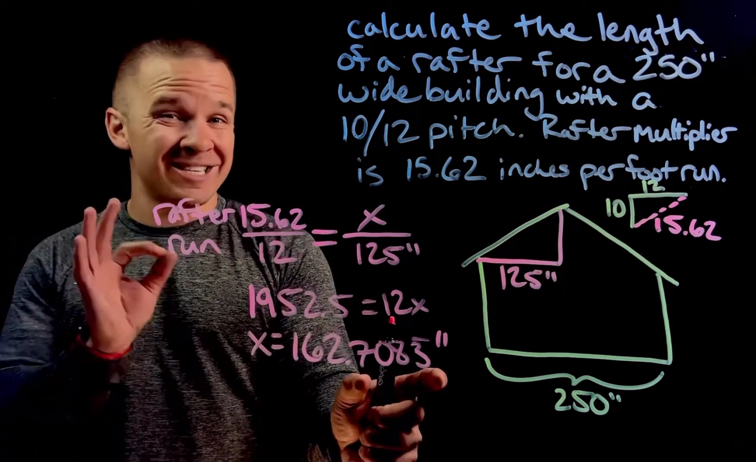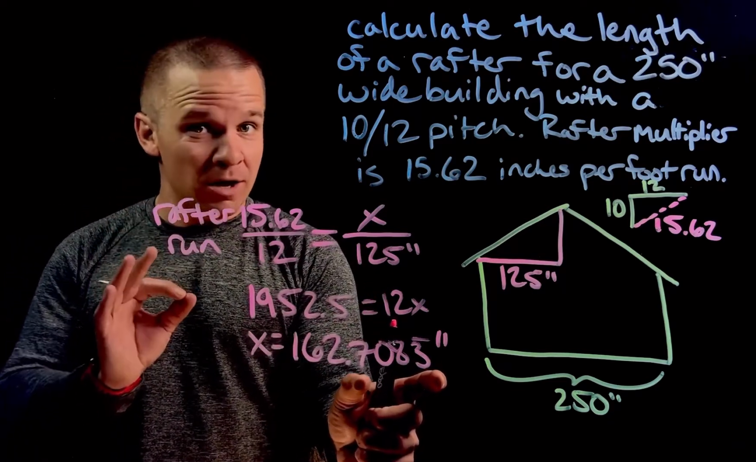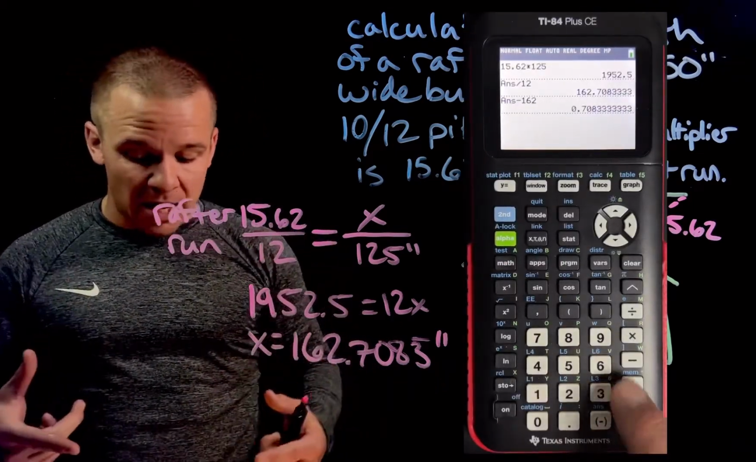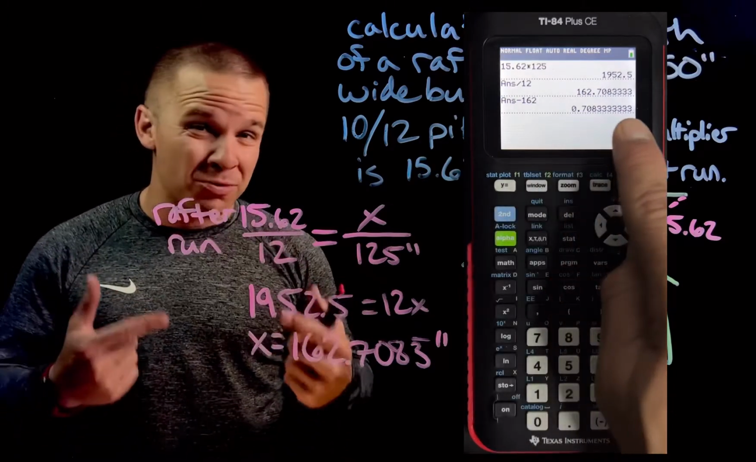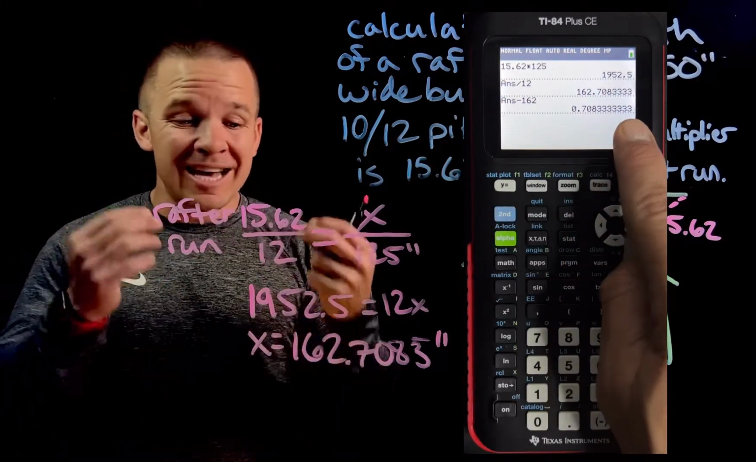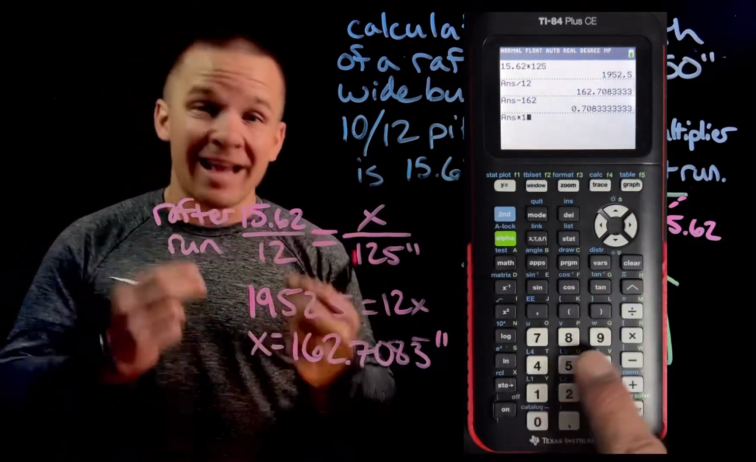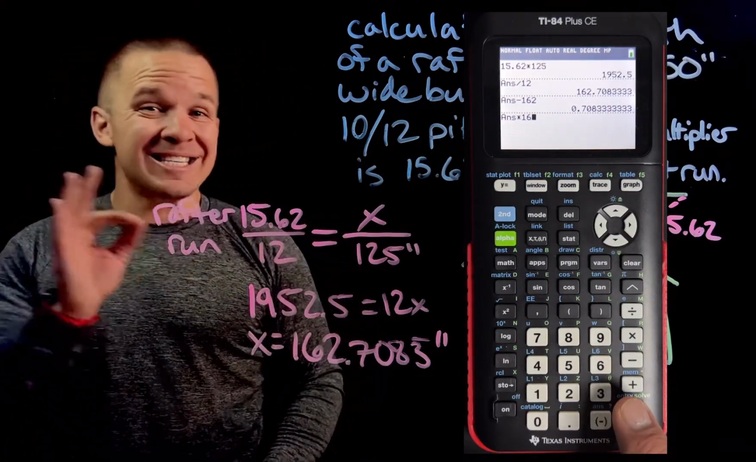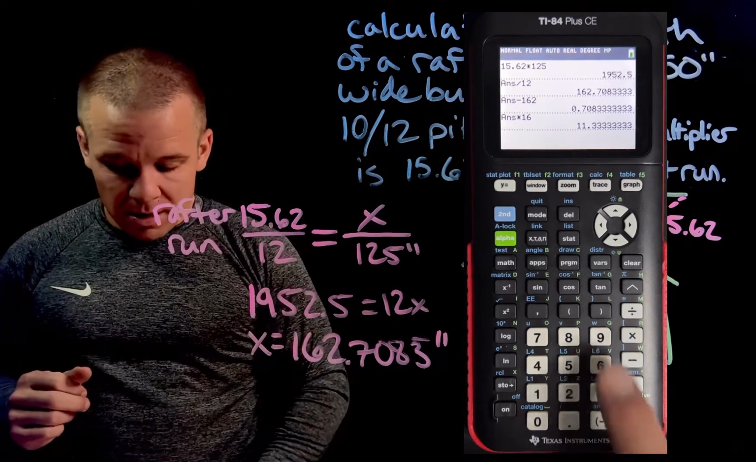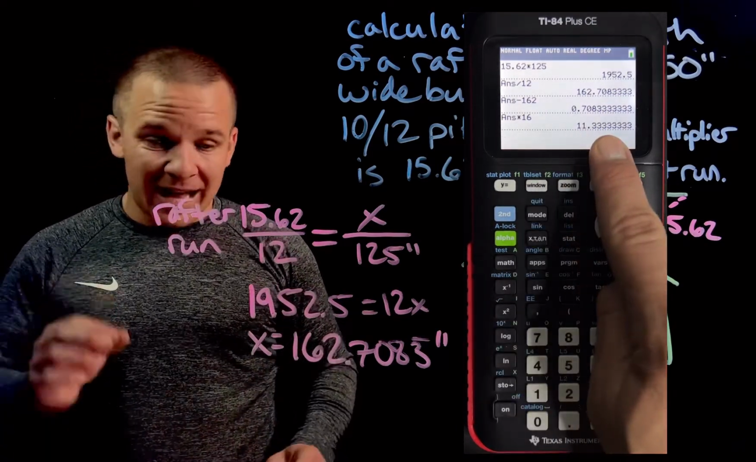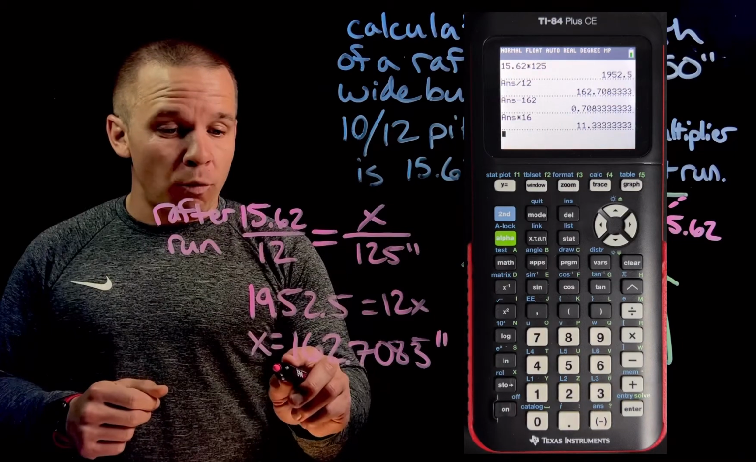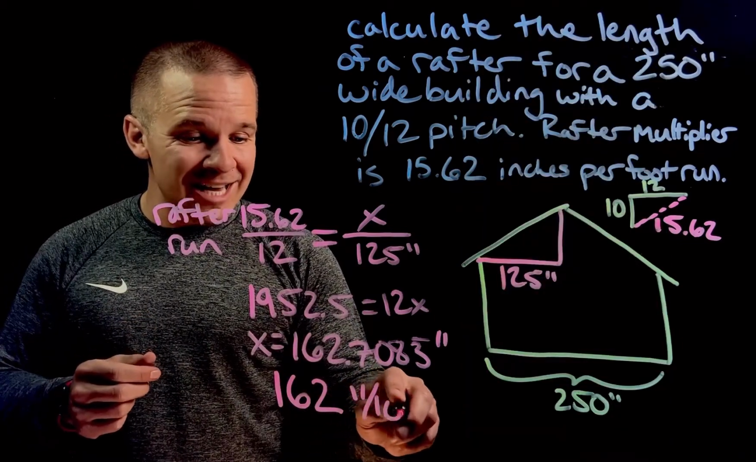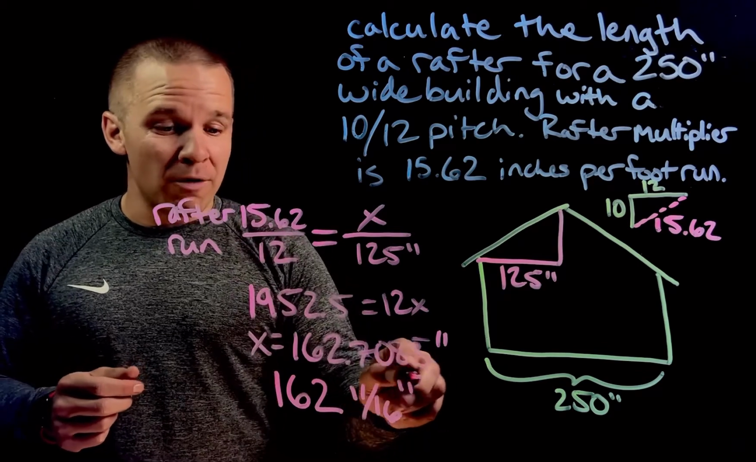I'm going to take just this decimal part right here and work with it. So if I subtract that 162 on my calculator, I get 0.708333333. I'm going to take that, and I'm going to multiply that by 16 to get how many 16ths on my tape measure that would be. So when I do that, I end up with 11.3 repeating. So I'm going to have 162 and 11/16 inches for my rafter length.